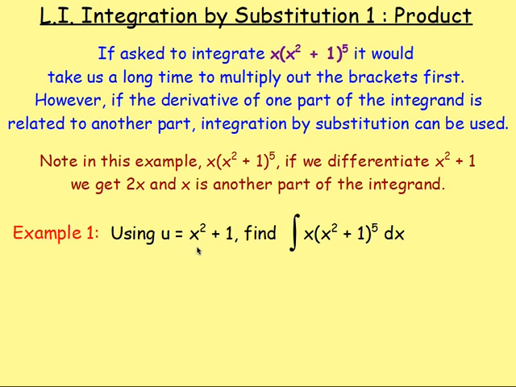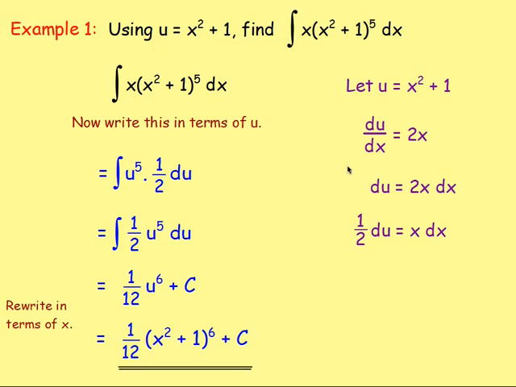So here we're told u equals x squared plus 1, and we want to integrate using that substitution. So to do that, we think, well, if u is x squared plus 1, then we know this bit in the brackets is going to be u. So we will have u to the power of 5. However, we also have a dx and we've got an x. What we need to do is go from this line to writing it all in terms of u. And to do that, we take our substitute and we differentiate it with respect to x.